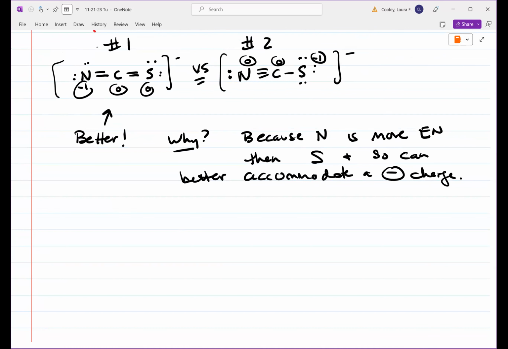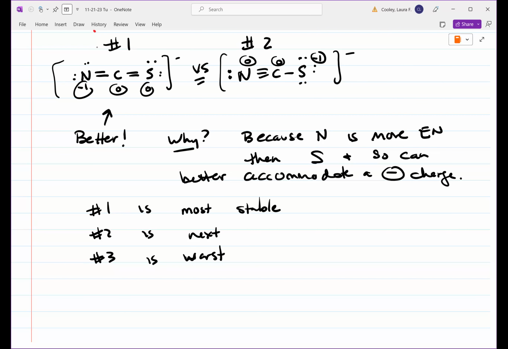So nitrogen is more electronegative, so it's better to put the negative charge on the nitrogen than put it on an atom with a very low electronegativity like sulfur. Okay, so number one is the most stable. Number two is next. And number three is the worst.